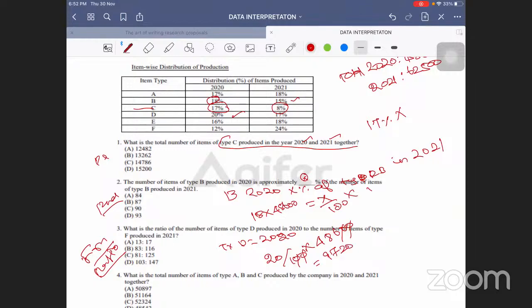It's around 9720. And next is type F in 2021. So type F here is 24%. So 24 into 100, and total production is 62,500. Cancel. Remaining is 625 and 24. So 625 into 24. What is the answer?